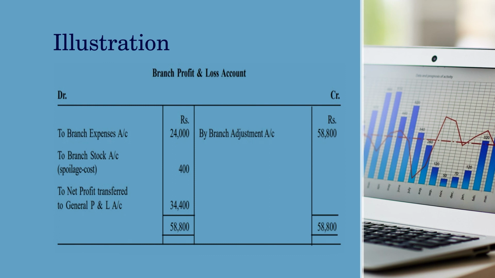Then branch profit and loss account. So this we have already calculated. Branch adjustment 58,800. To branch expenses 24,000, we have already calculated. To branch stock spoilage we have calculated 400. So this is the net profit transferred to the general profit and loss account, 34,400. So total is 58,800, 58,800. So I think this was all about this session on branch accounts part 2.